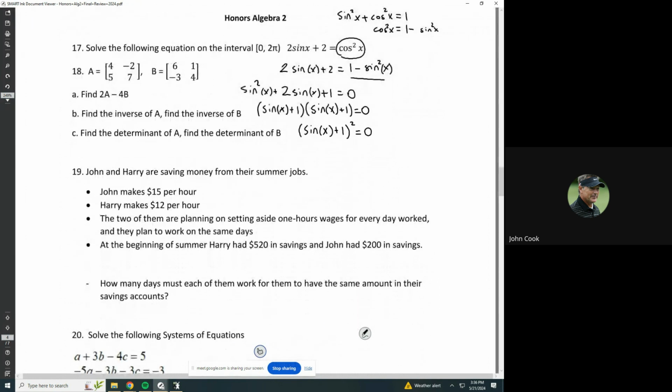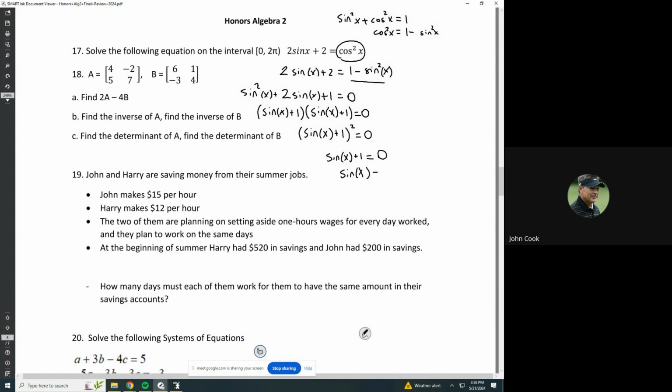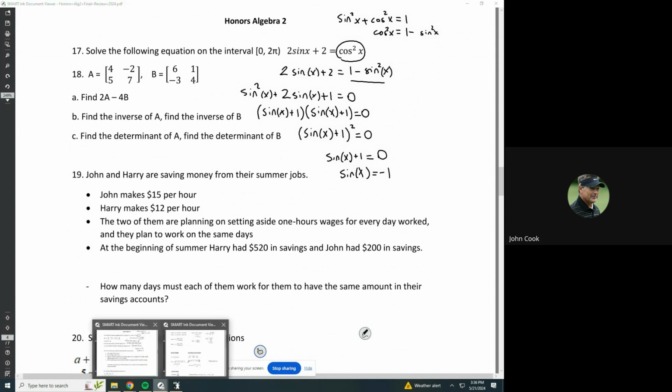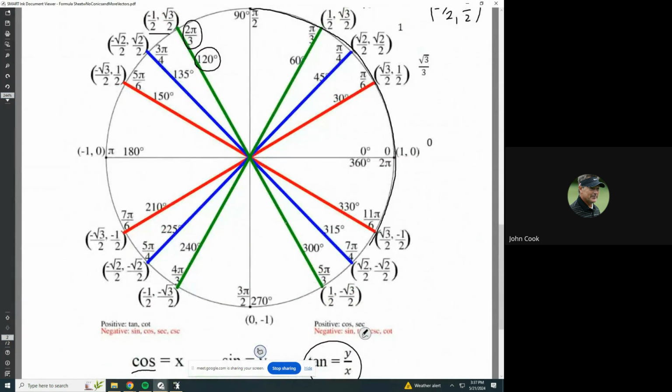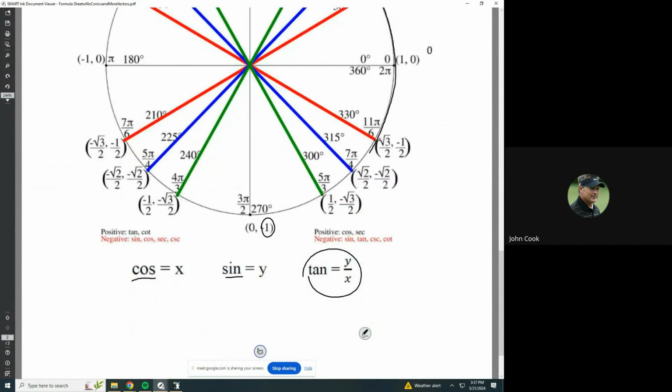So what we would do is we'd take the square root of both sides. So we get sine of x plus 1 is equal to plus or minus 0, which is just 0. Then if we subtract 1 from both sides, we've got that the sine of x is equal to negative 1. And if you go to your unit circle, there's actually only one angle measurement that has a sine that's equal to negative 1, and that's going to be this guy down here. So it's going to be 3 pi halves or 270 degrees.